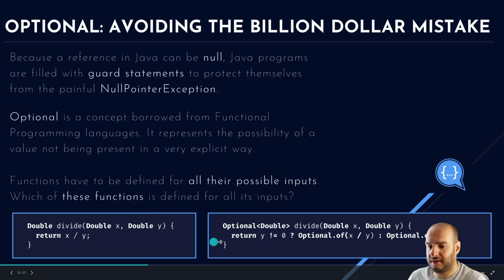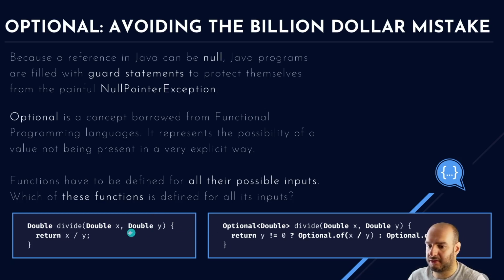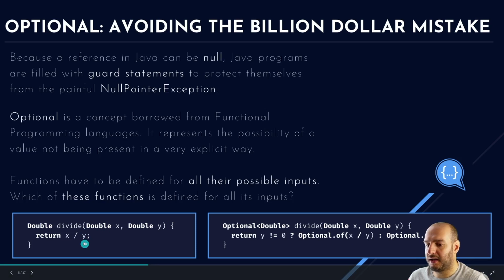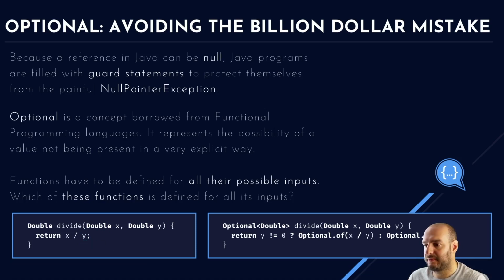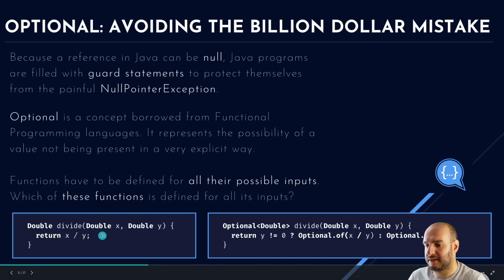So if you see these two functions here, it's a divide function, a very simple function. It receives two doubles and it returns the division between them. But what happens? If y is 0, then we get an exception. And why do we get an exception? Because we cannot divide by 0.